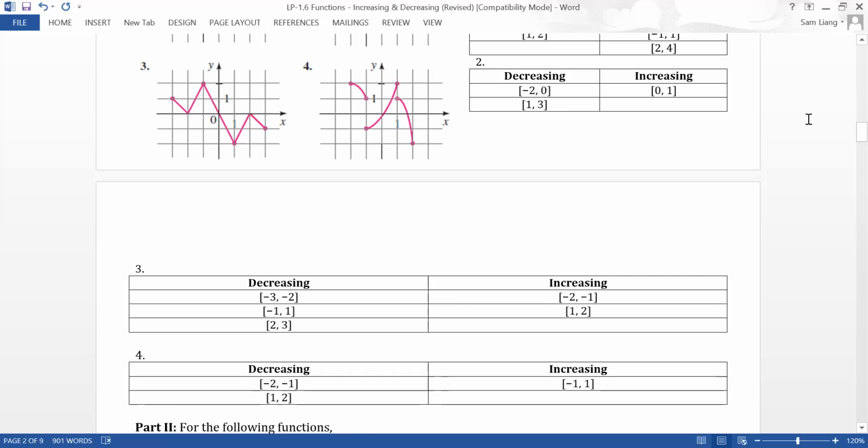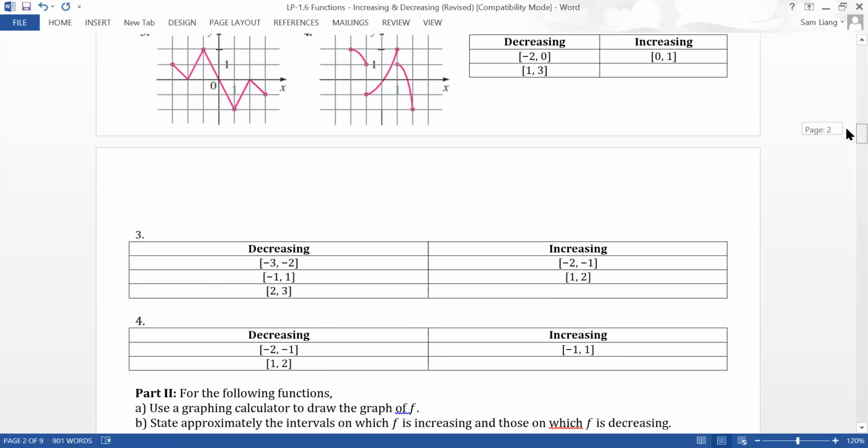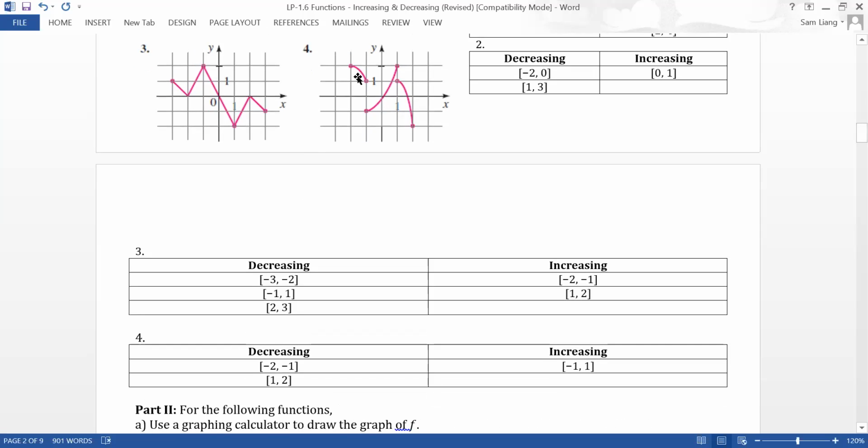All right, last question, number 4. At least for this part, we're going to have decreasing from -2 to -1, so that's this part here. And note that this graph isn't actually a function, or this relation isn't a function, because you have 2 y values for the same x value. But it doesn't really matter for the sake of our question. We just have to identify the increasing and decreasing parts. But yes, this is not a function. Okay, -2 to -1, and then -1 to 1 for increasing, and then last we have 1 to 2 for decreasing. And you'll see that answer right here.